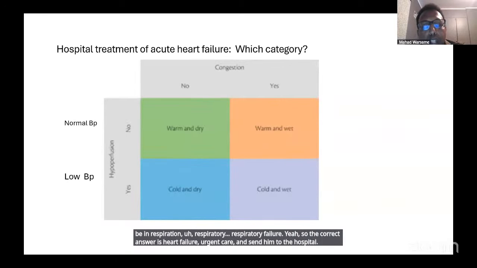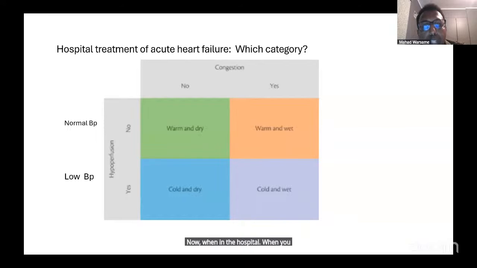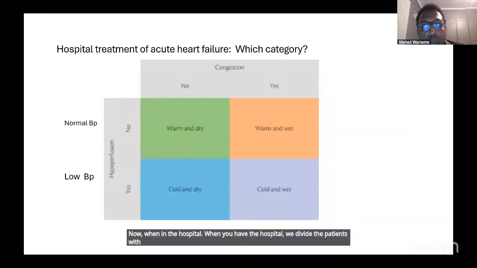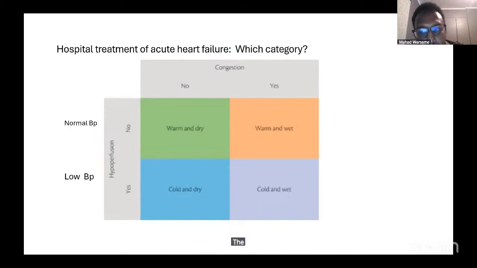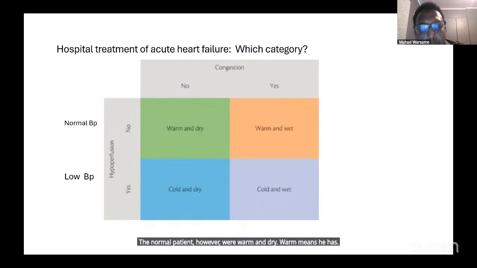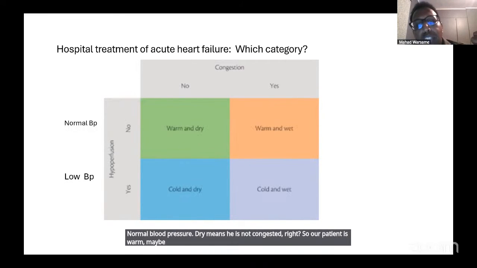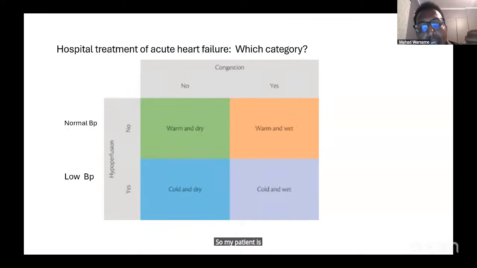Now, when in the hospital, we divide the patients with heart failure. When you see the patient, you have to have in your mind, what kind of patient do I have? Do I have a normal patient, warm and dry? Warm means he has normal blood pressure. Dry means he is not congested, right? So our patient is warm, maybe because his blood pressure is 160. He is not cold. If he's cold, he's in shock.